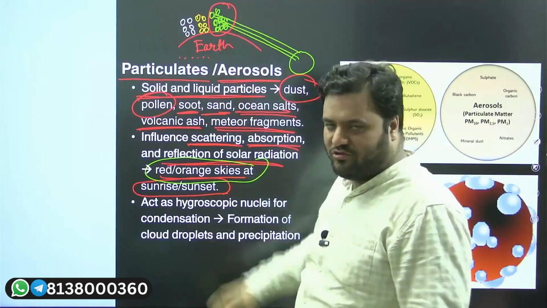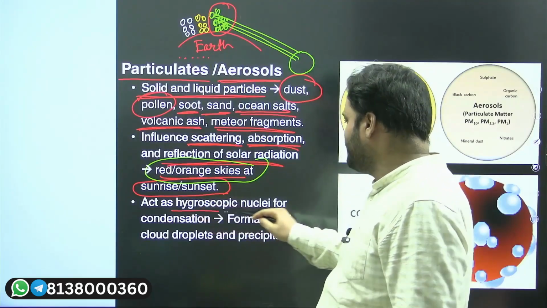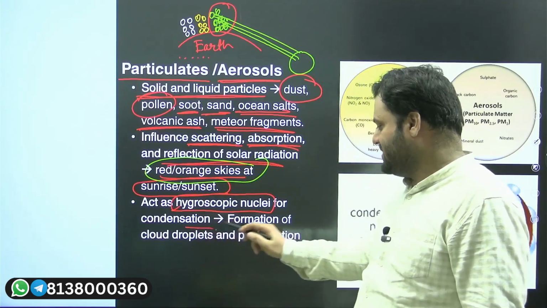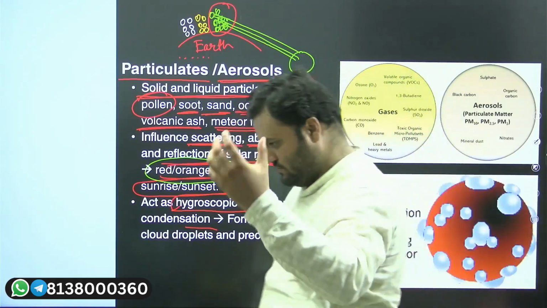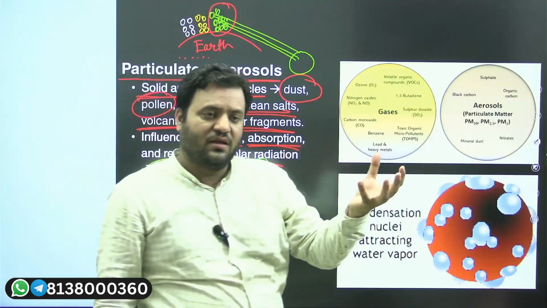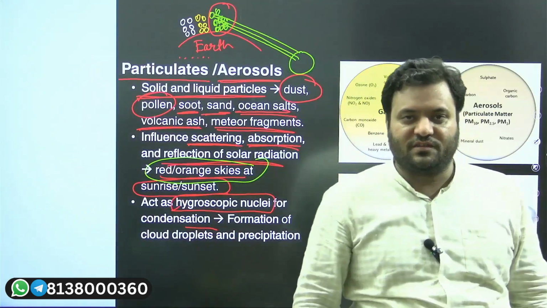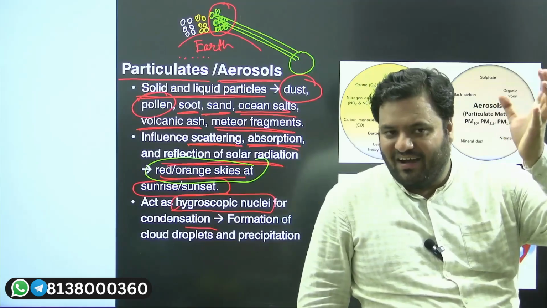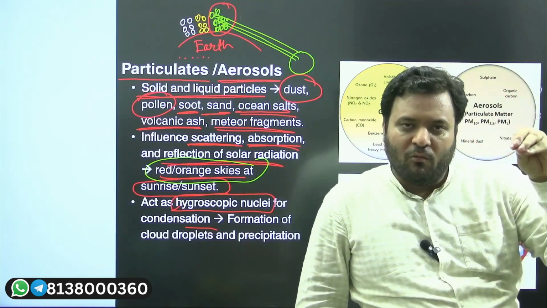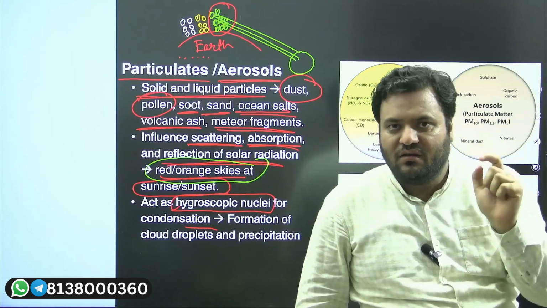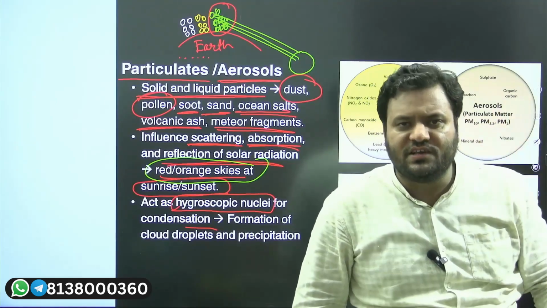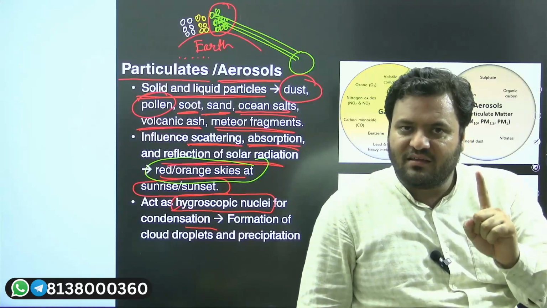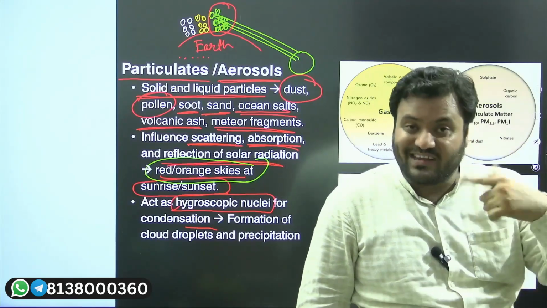And these solid particles, or particulates or aerosols, actually act like hygroscopic nuclei. They act as hygroscopic nuclei for condensation. See, whenever there is water vapor in the atmosphere, that water vapor will require cool surfaces, so that while attaching to those cool surfaces, the water vapor will transform into water droplets. The process of condensation will take place when the water vapor has surfaces. If the surfaces are there, then only this transformation would happen.